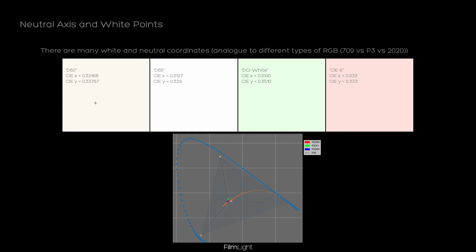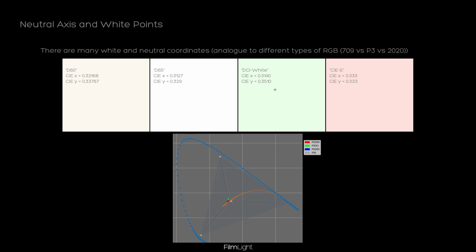The coordinates for this axis are CIE small x, small y with 0.32168 and 0.33767. Most television standards demand a technical display white point of 0.3127 and 0.329, called D65.